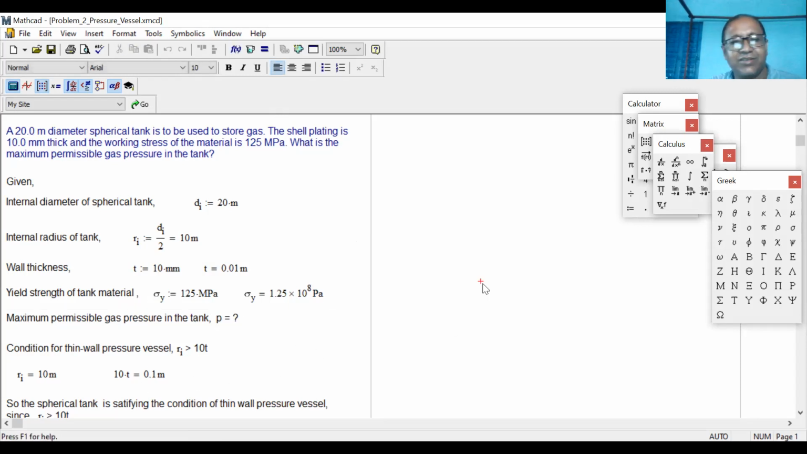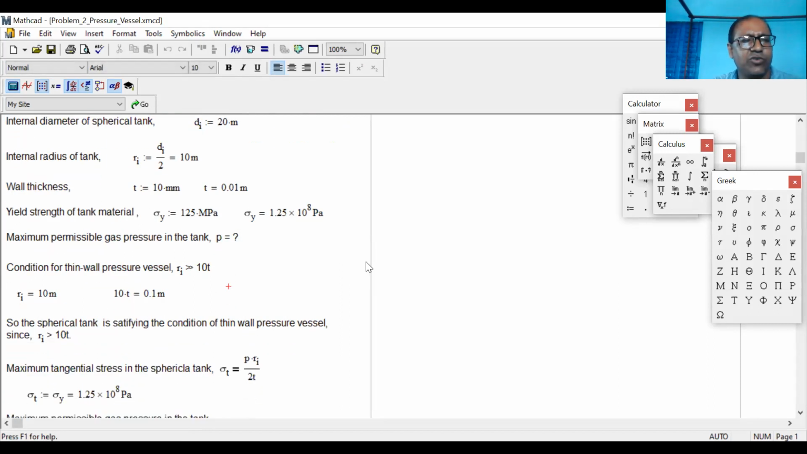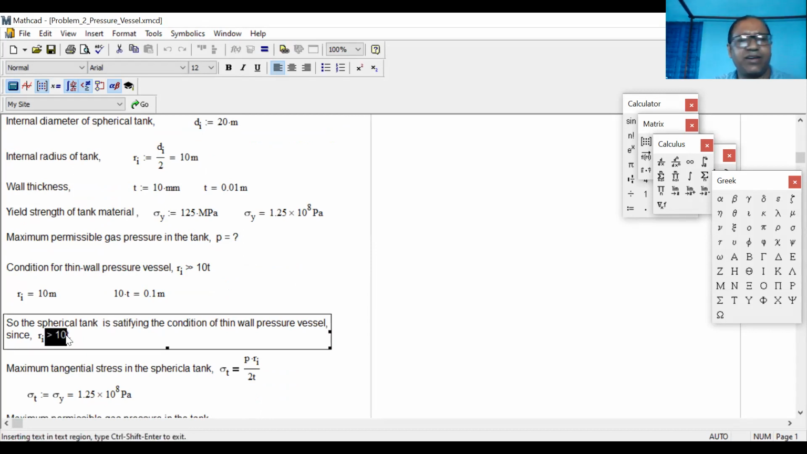So at first, you write down what data is given, then you write down what we need to figure out. Then, we teach you on the thin wall pressure vessel, but still you need to prove whether this is thin wall or thick wall. So I write down the condition for thin wall pressure vessel, Ri greater than 10T. So this is your Ri, 10T equal to 0.1. What did we find? Obviously Ri greater than 10T. So you write down, the spherical tank satisfies the condition of thin wall pressure vessel since Ri greater than 10T.